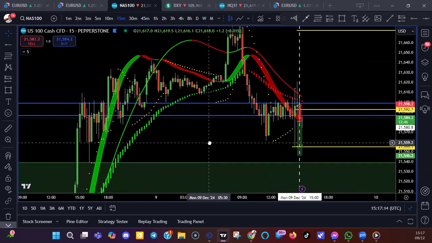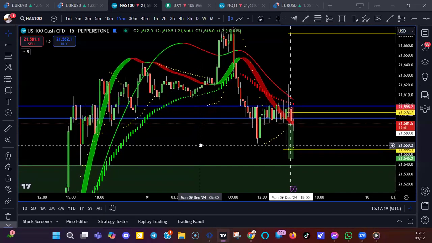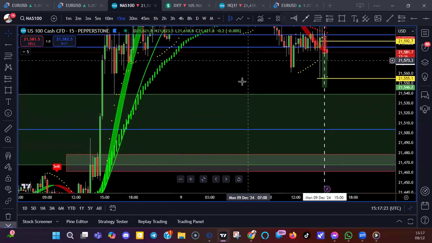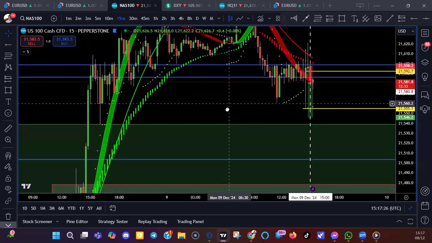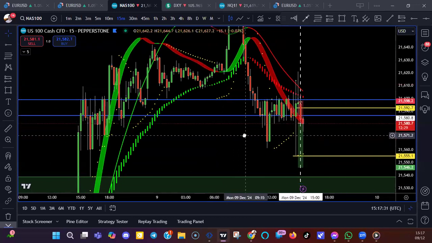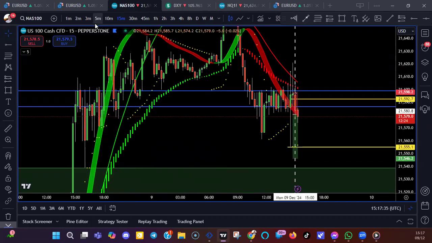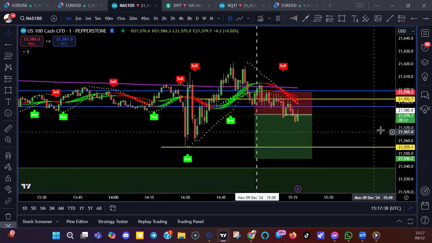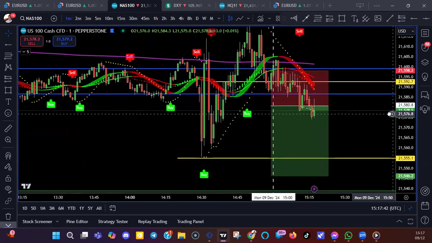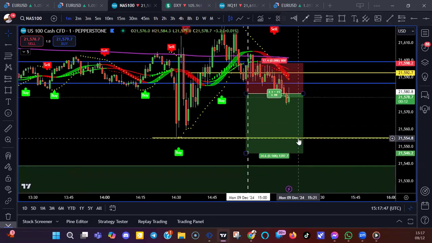It all very much depends on what they want to do first: go and get this imbalance here, or get that imbalance here. We know they've got to be taken. Indeed, they might not even do it today. There's nothing to say they will. So this is where we are. I know this is buy zone.